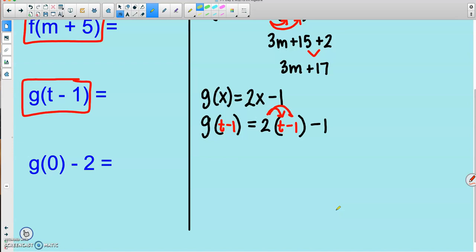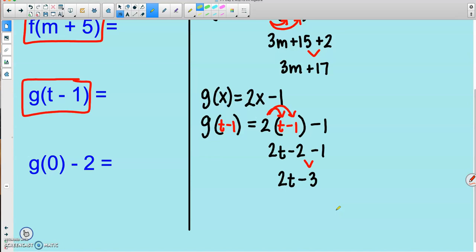Distribute. So that would give me 2t minus 2. 2 times 1 is 2. And then bring down the minus 1 and put together the like terms. So 2t minus 3 would be my final answer.